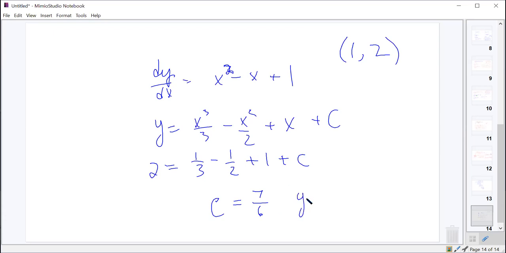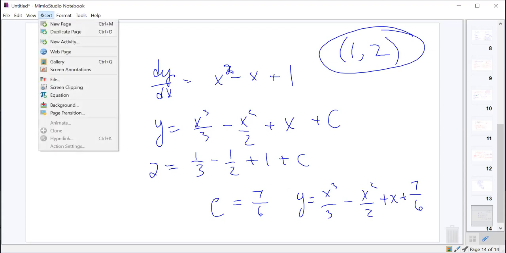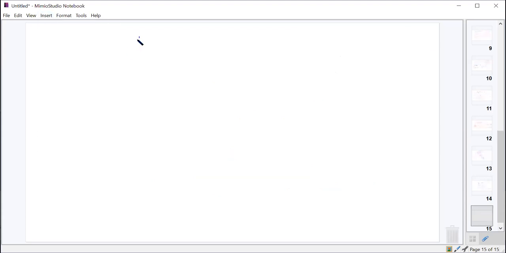Okay. So that should be y equals x cubed over 3 minus x squared over 2 plus x plus 7/6. Right. And so this is just a basic differential equation where everything is in terms of x. There's nothing really different about that other than you integrate and then you take your initial condition and solve for the constant.